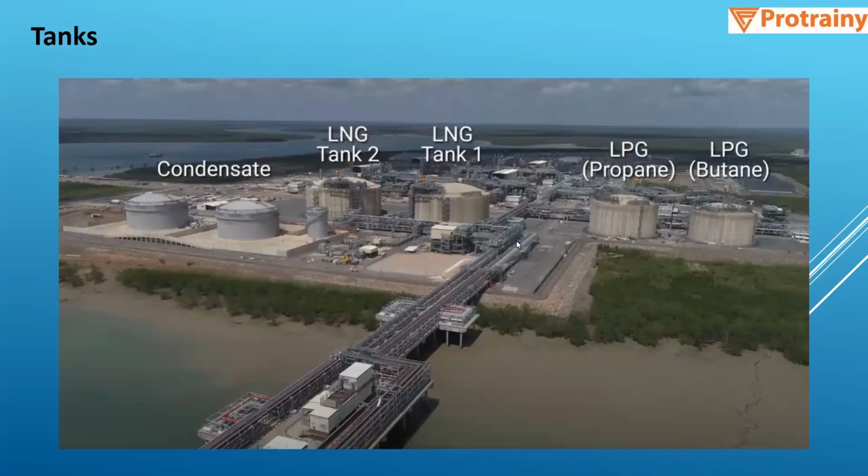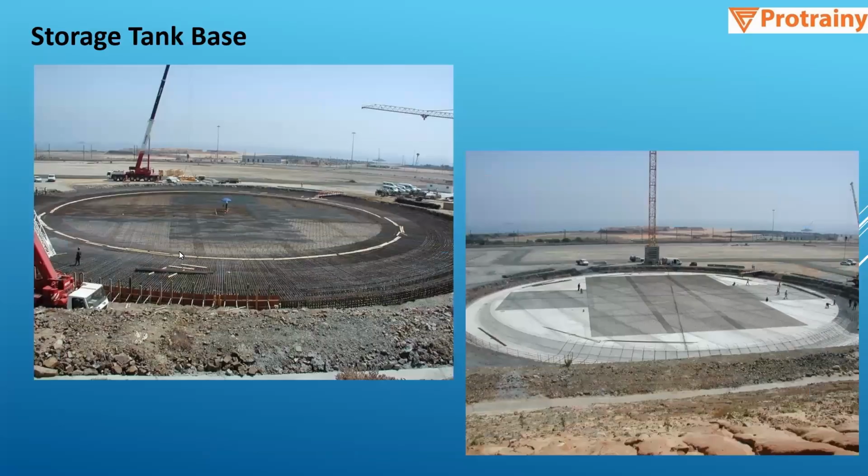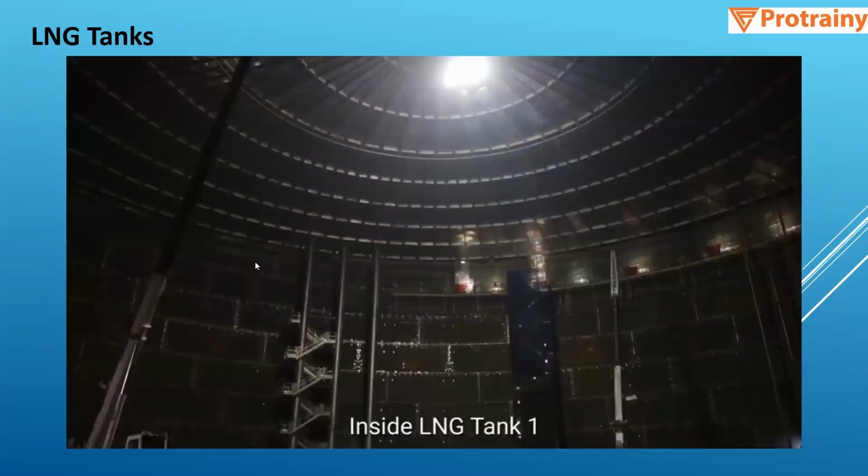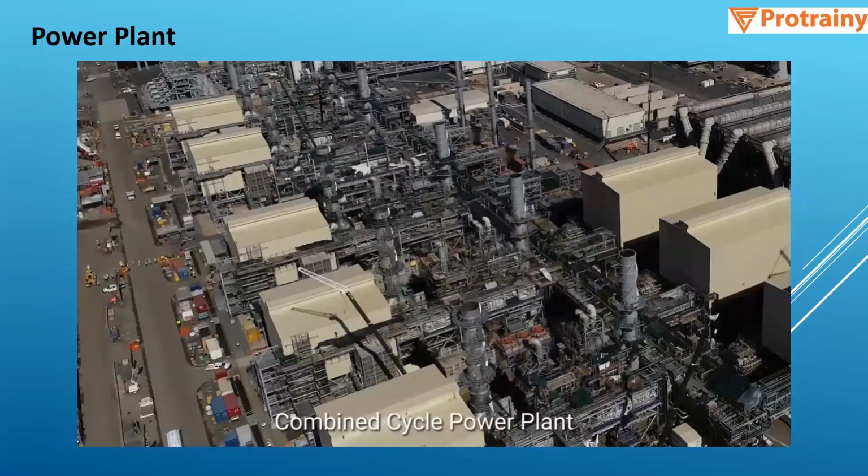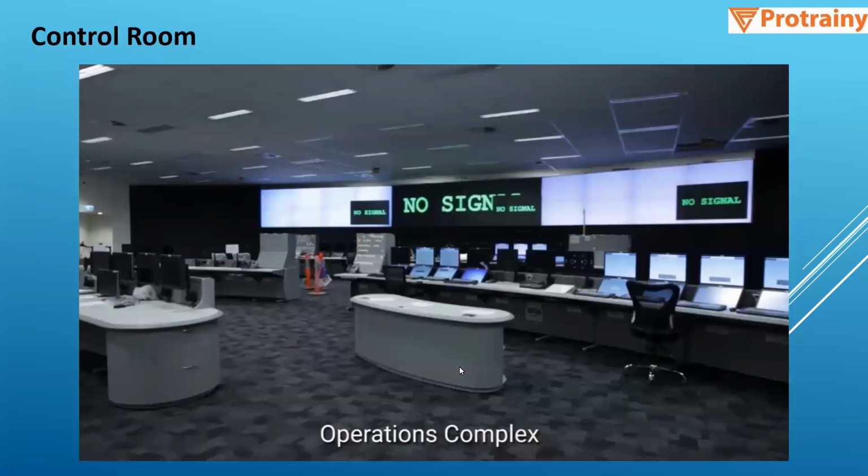Then these are the various tank facilities. So these tanks contain the condensate, and we have the LPG like propane and butane installed in these two tanks, and LNG is being stored over here. So this is the construction going on of a storage tank. So this is the inside of an LNG tank. These are the power plant. So these are basically GT HRSG captive power plant within the plant.